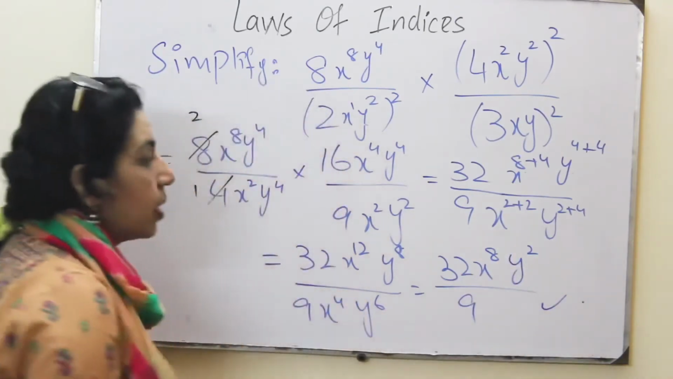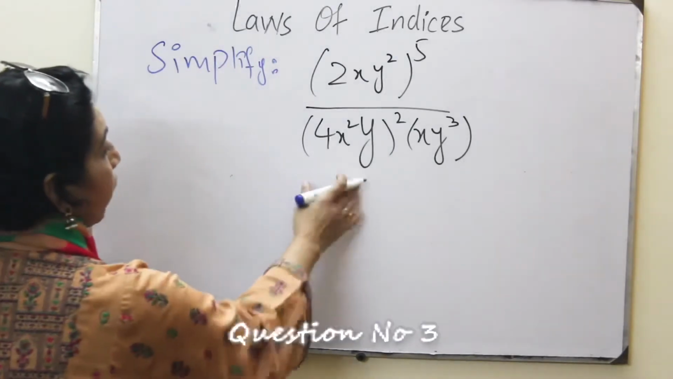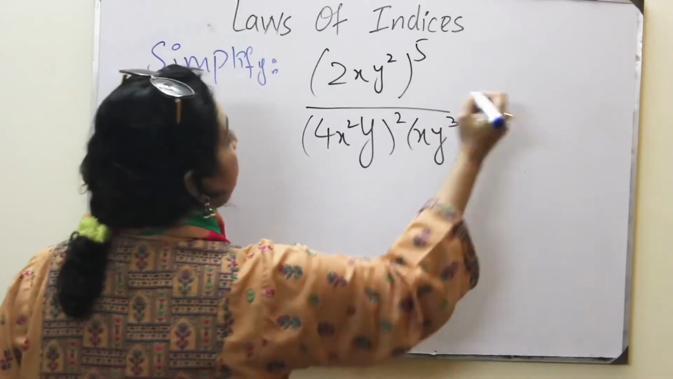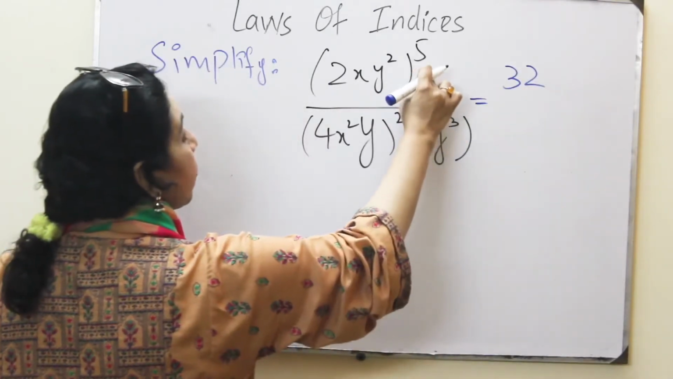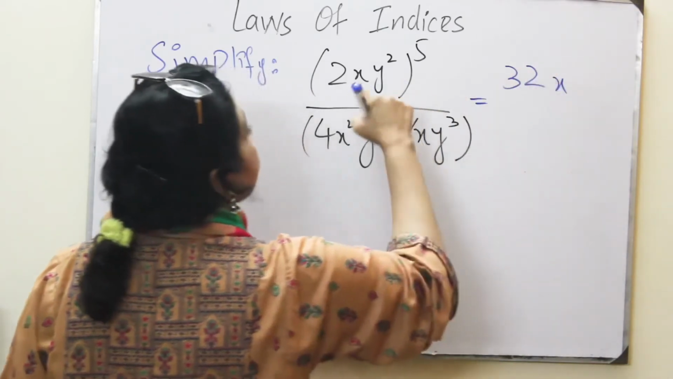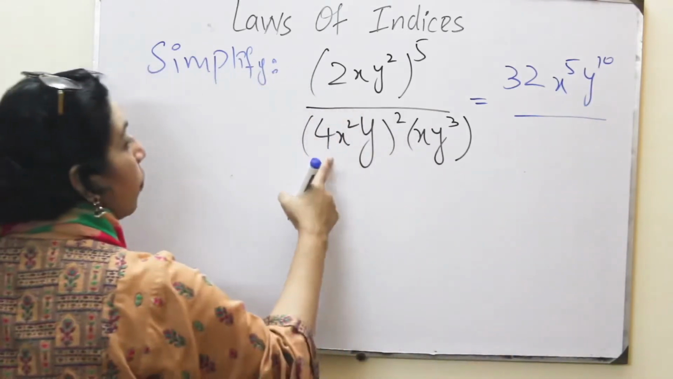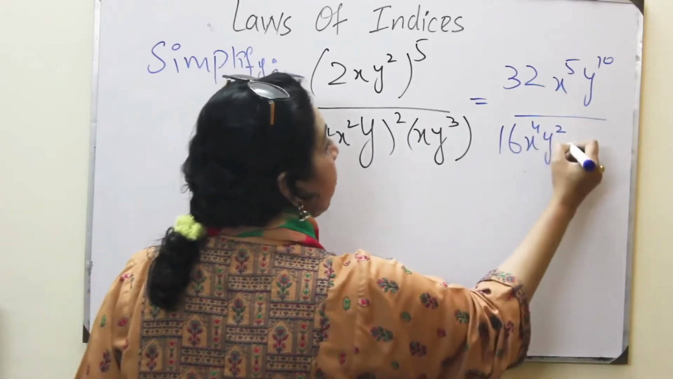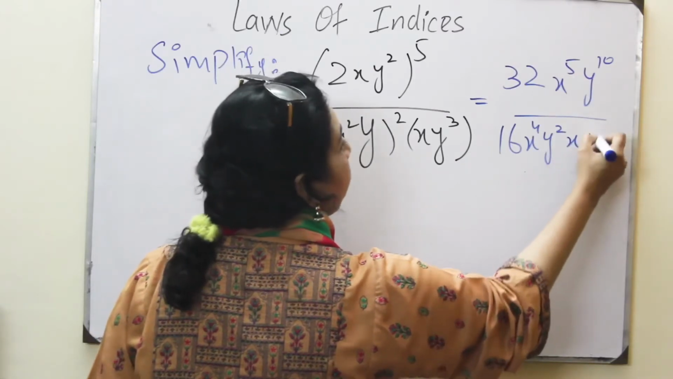This is our answer. Next question is 2x y 2 raised to power 5, over 4x square y raised to power 2 whole, and x y 3. So first we open the brackets. 2 power 5 is 32: 2 multiplied by 2 is 4, multiplied by 2 is 8, multiplied by 2 is 16, multiplied by 2 is 32. x raised to power 5, y raised to power 2, 5 times 10. Over 4 raised to power 2 is 4 4 times 16, x 4, y 2, and this is x 1, so we can write it like this, x 1 and y 3.